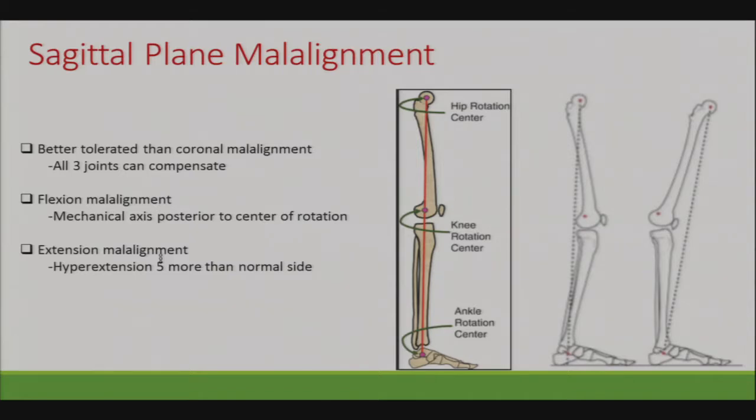A word on sagittal plane malalignment. We talk about this a lot less than we do coronal plane alignment. That's because the joints tolerate it better. They can compensate for it. But it's certainly something that we can see and that we do see in trauma, and I'm sure in other fields as well. So flexion malalignment is when the mechanical axis passes behind the center of rotation of the knee joint. And then hyperextension or extension malalignment is when it passes well anterior, or more than 5 degrees hyperextension on one side than the other side.